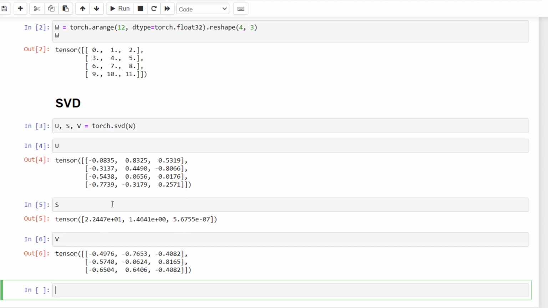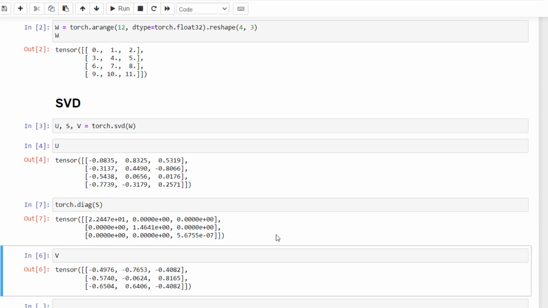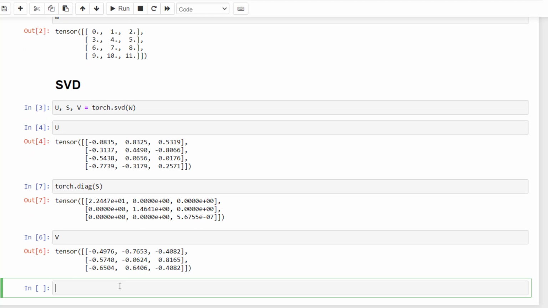To make it a diagonal matrix, the only thing we need to do is that we say torch.diag of sigma. And now we can see the diagonal matrix. And can we reconstruct the original matrix W by multiplying these 3 matrices? Based on theory, we should. So let's try it. I say the matrix U should be multiplied by the diagonal version of this sigma matrix, so torch.diag of S, and multiply by V transposed.